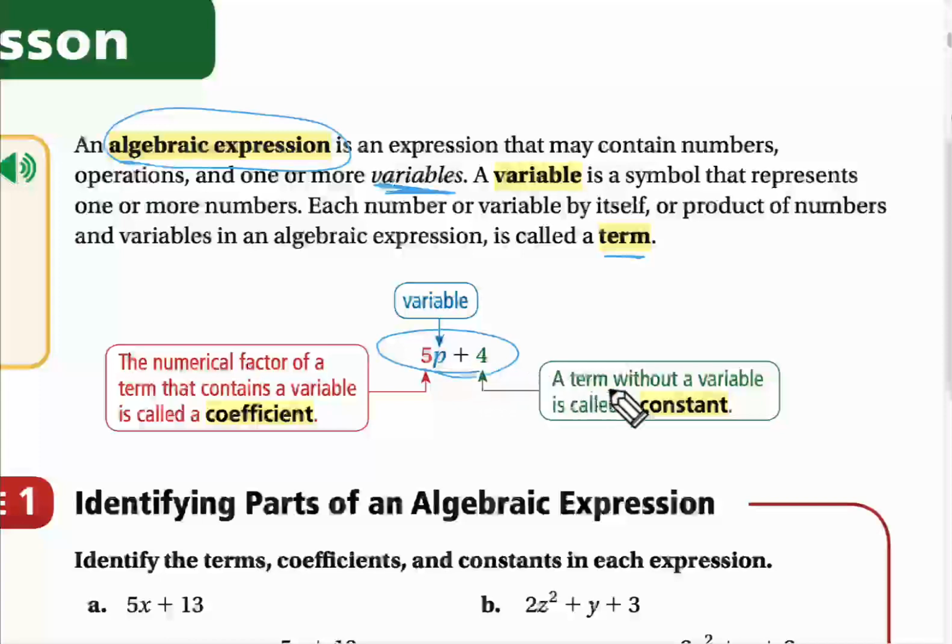The 4 here, we call it constant. Constant means that this term is without a variable. And the 5 here, we have a number with a variable. So it's the numerical factor of the term that contains a variable. And 5p means 5 times p, and we can rewrite it also 5 times p like this. So we have many ways to write it. And in this case, we call the 5 coefficient. So let's see an example for this.